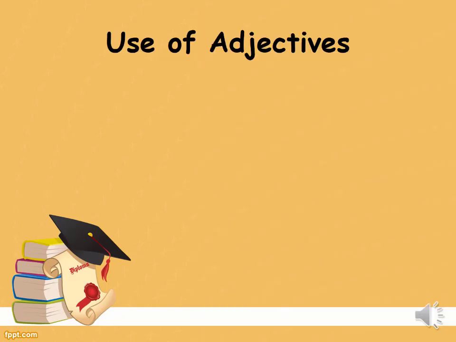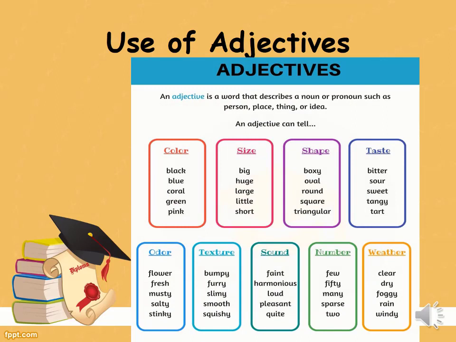Another way that you need to keep in mind while making sentences is the use of adjectives. An adjective is a word that describes a noun or a pronoun such as person, place, thing, or idea. An adjective can tell color, size, shape, taste, odor, texture, sound, number, and weather.